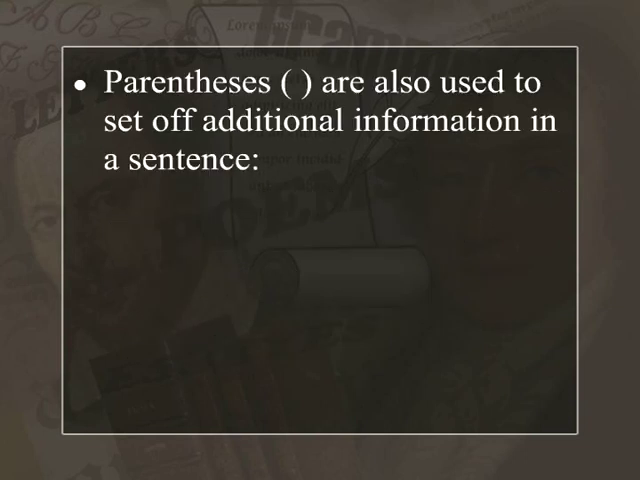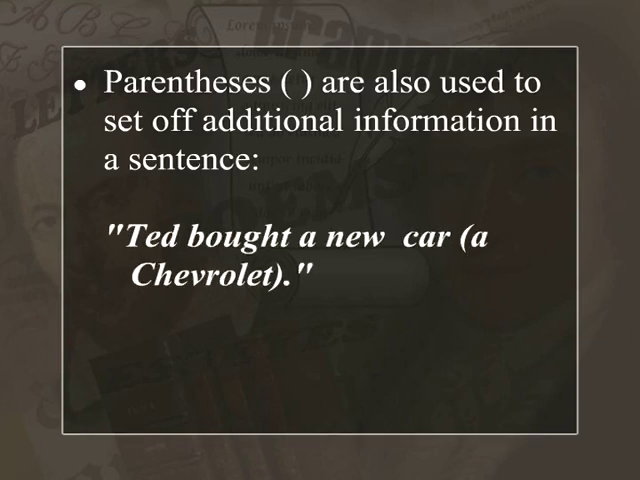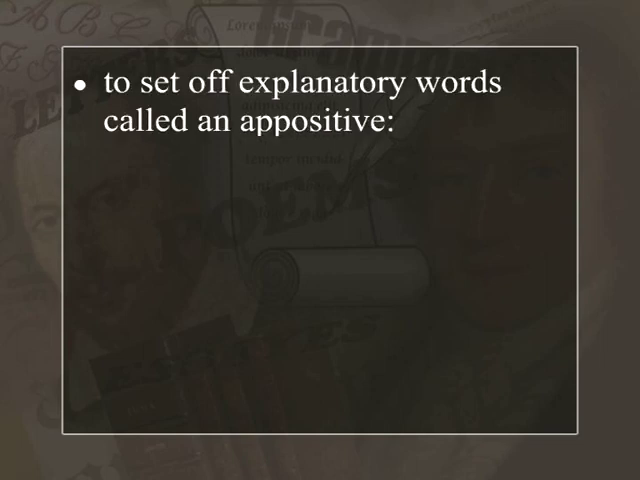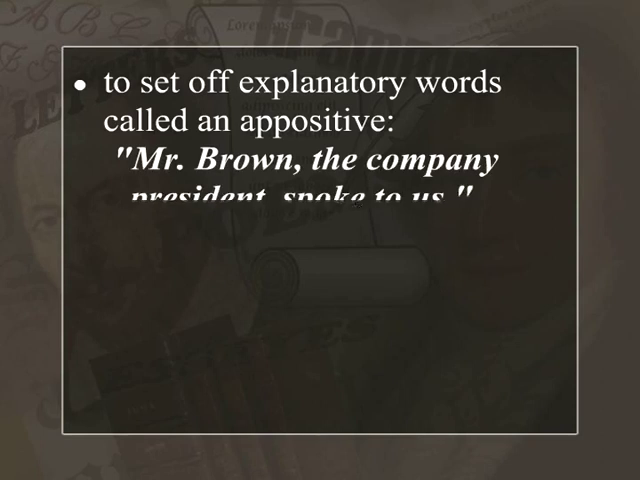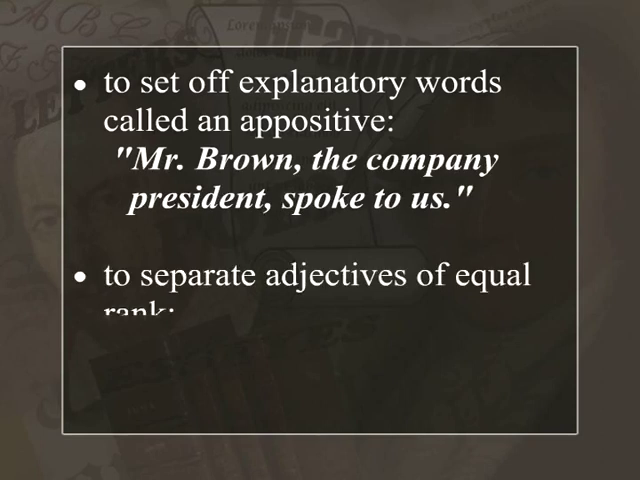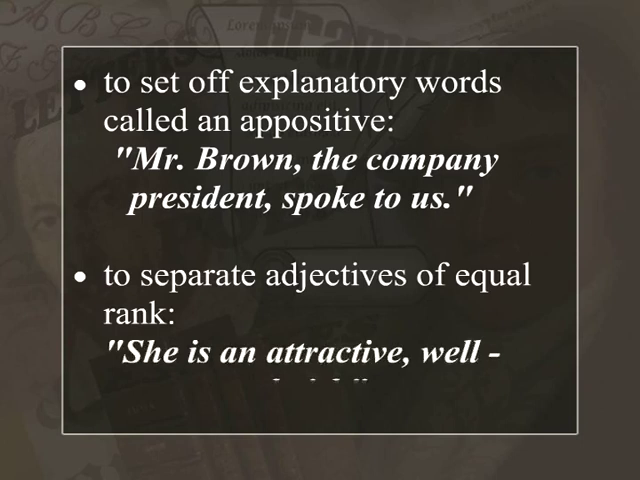Parentheses are also used to set off additional information in a sentence. Ted bought a new car, a Chevrolet. To set off explanatory words called an appositive: Mr. Brown, the company president, spoke to us. To separate adjectives of equal rank: She is an attractive, well-mannered girl.